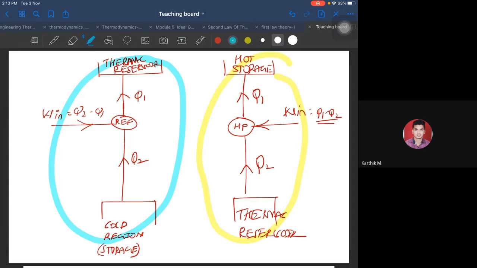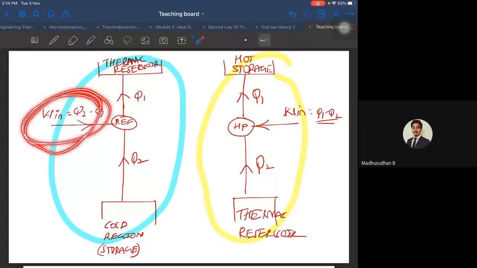We can see that there are different inputs. Okay, I can run with the same quantity of input, that is the work input, for the refrigerator as well as for the heat pump. Even both will work. So the work input does not change here. I can run it with both the things. So what is the major difference?